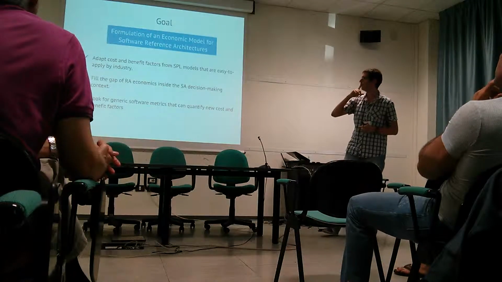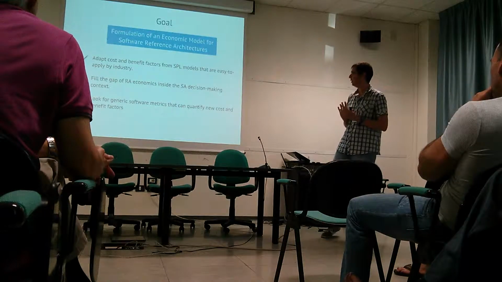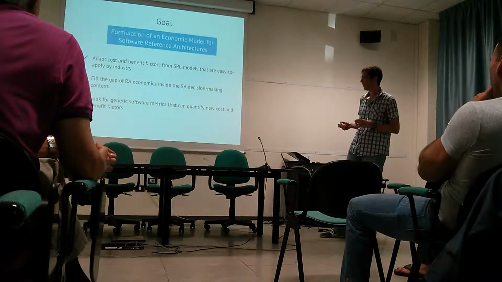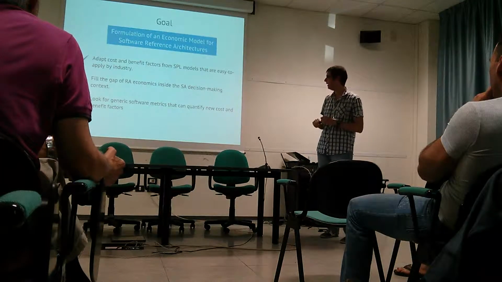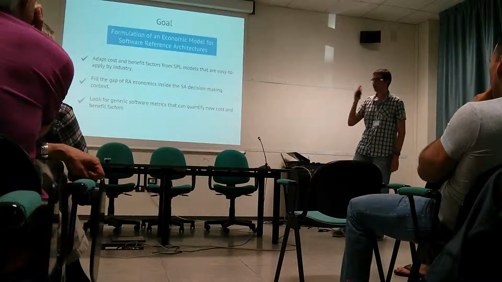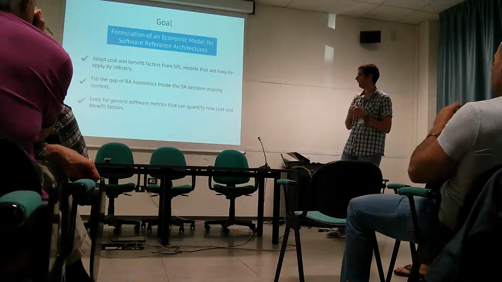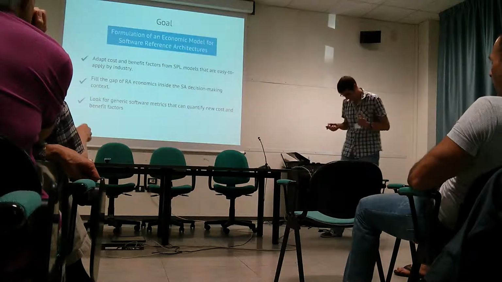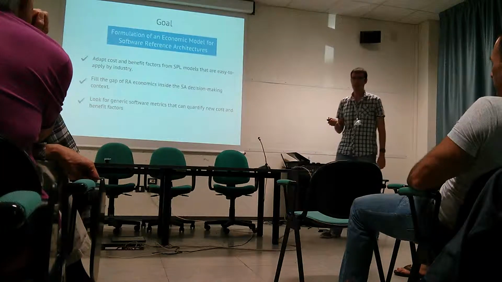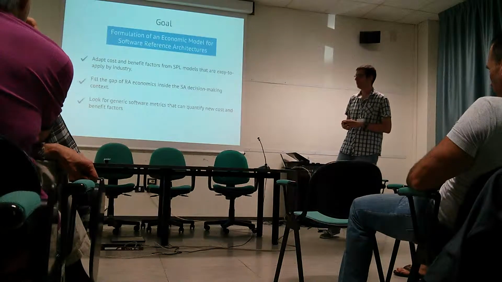The goal then is to formulate an economic model for software reference architectures. To our knowledge, we didn't find anyone, but of course there are a lot of jobs in the software product line field of research, and therefore we attempt to adapt all these cost and benefit factors to the software reference architecture, since some of the principles are similar. And we also try to make them easy to apply by industry, so that the economic model can be applied easily by practitioners.